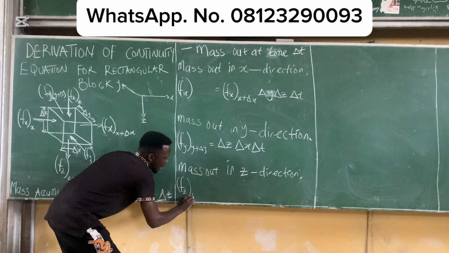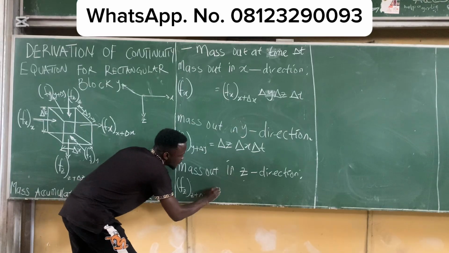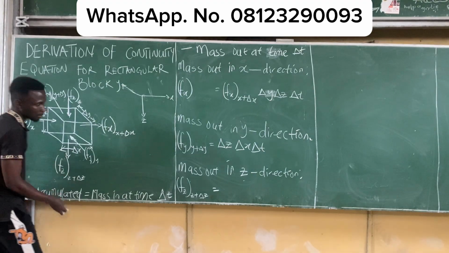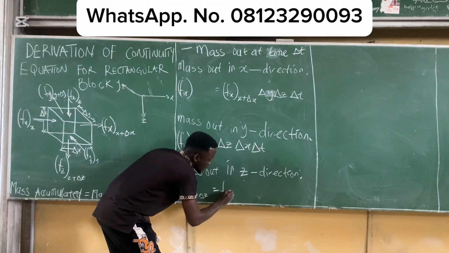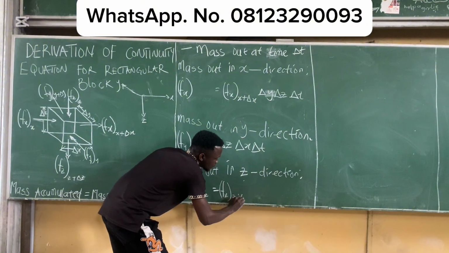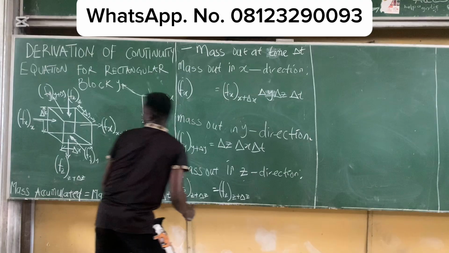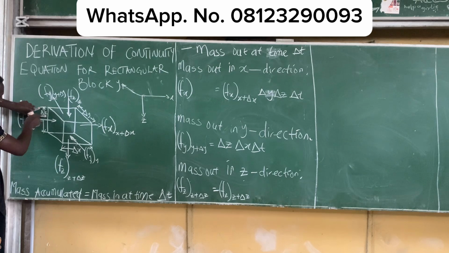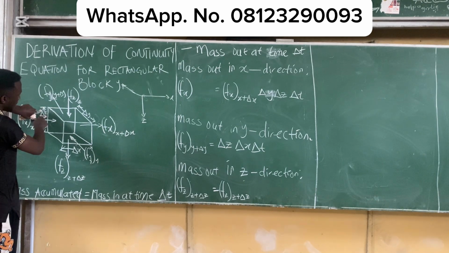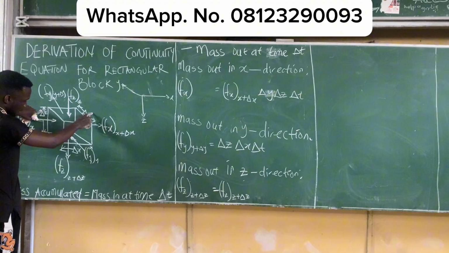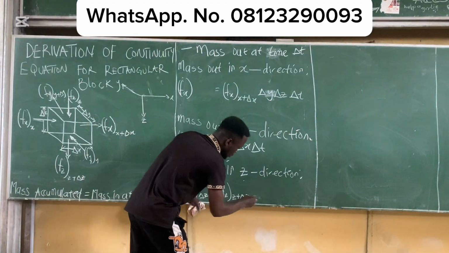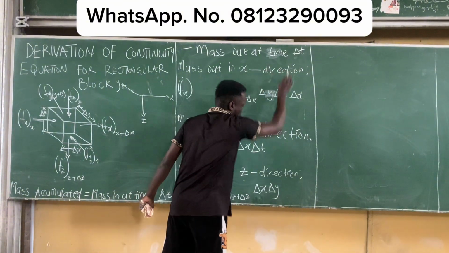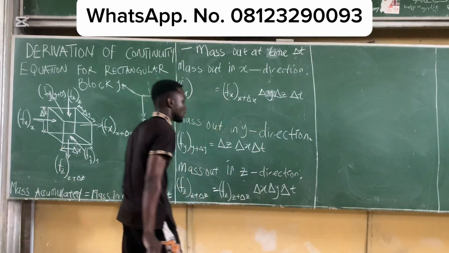F of z at z plus delta z will be equal to, now z is flowing in from here, so the ones that flow out become this, F of z at z plus delta z, multiplied by the area. What is the area here now? Remember, since we are considering z direction, this becomes 0, this becomes 1. Then the area becomes x and y. So this becomes x, y. Remember, we are considering a time delta t, so this becomes delta t.